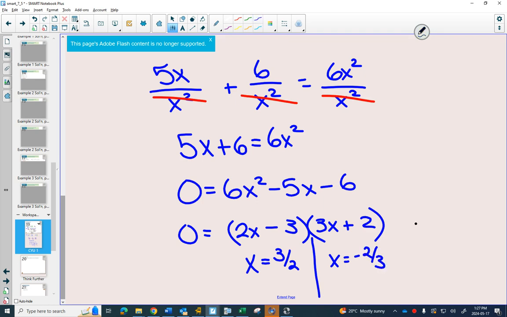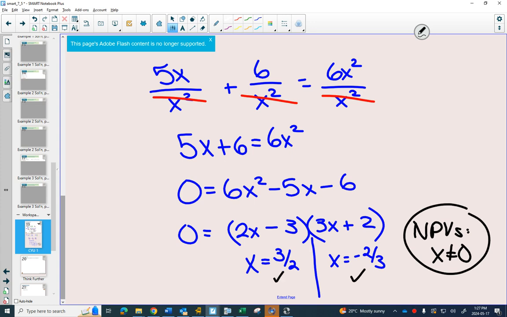What were our non-permissible values? We're only dividing by x, so x can't equal 0. So both of these are fine. And both of them work. Questions to circle on this one?